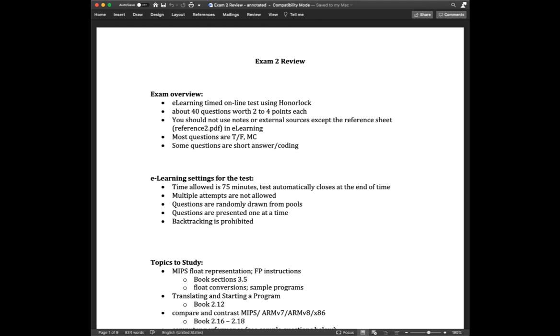Hello everyone. I'm going to go over the Exam 2 review. It's going to be, of course, an e-learning online exam, and it will use the same HonorLock settings as the last exam. There are about 40 questions worth 2 to 4 points each. You should not use any external notes or resources except for this one resource right here.